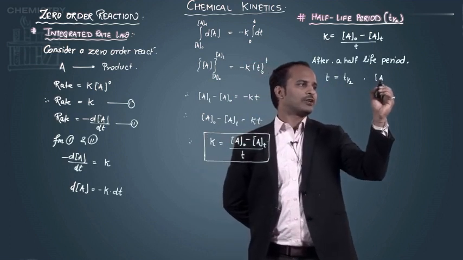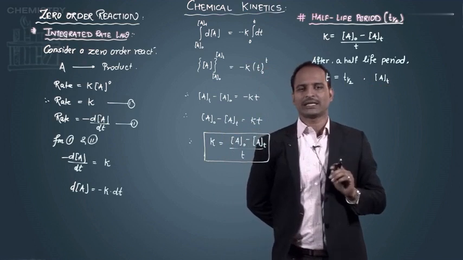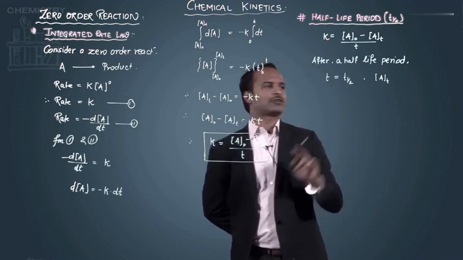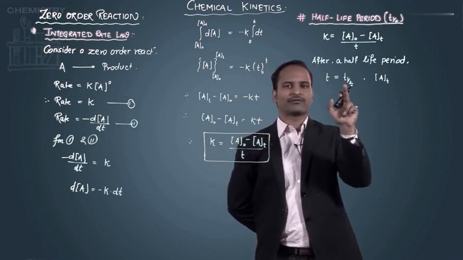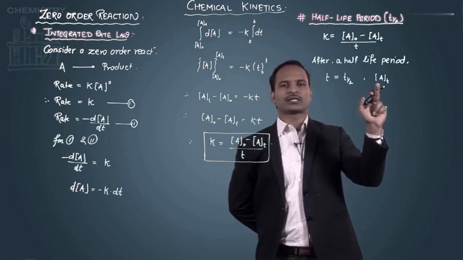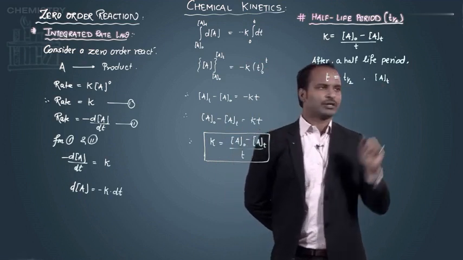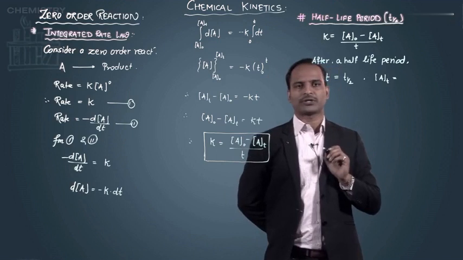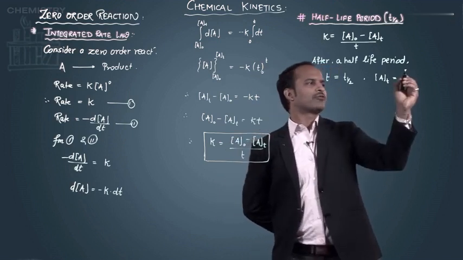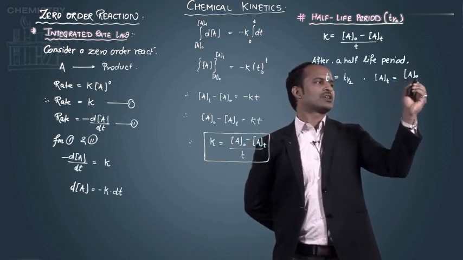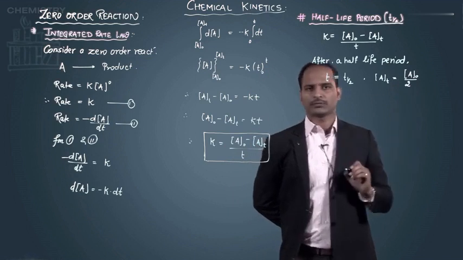Now after a half-life, what is AT? AT is the amount of reactant left after time T. Now it's a half-life, so AT will be the amount of reactant left after a half-life. How much reactant will be left after the completion of one half-life? Half of the initial. That is, the initial amount is A naught.